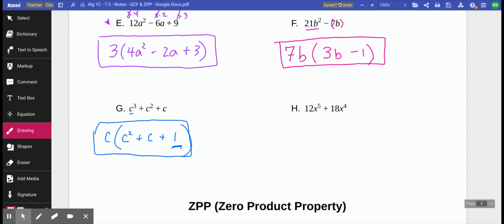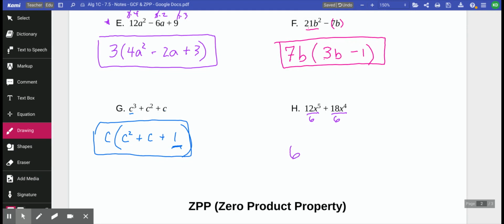Okay, and for our last example here, before we move on to the zero product property, 12 and 18. Think about that one, right? Let's think. Did you think of 2 because they're both even? Great. Did anyone think of 3 because they're both multiples of 3? Well, maybe if you thought both of those things, 2 times 3 is 6. These are actually both multiples of 6, right? So 12 is a multiple of 6 and 18 is a multiple of 6. That's going to be part of our greatest common factor.